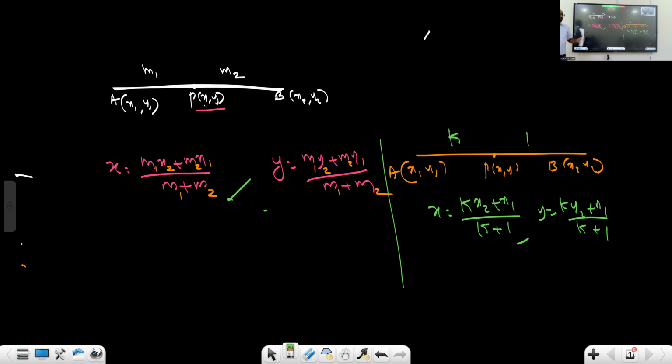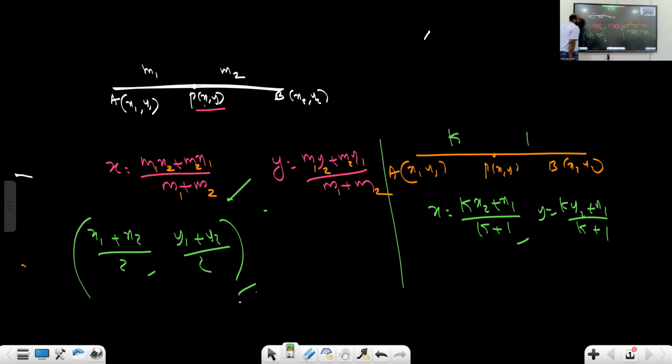See, midpoint of AB. Tell me, what is the formula for the midpoint of AB? X1 plus X2 by 2, Y1 plus Y2 by 2. This is the midpoint of AB: the X values added and divided by 2, the Y values added and divided by 2. This is what we are calling the midpoint. I hope everyone understood this whole formula.